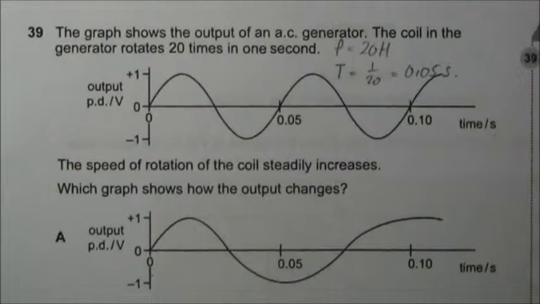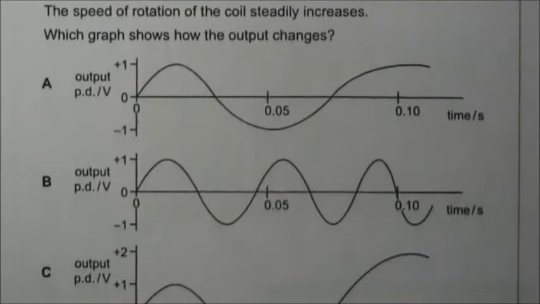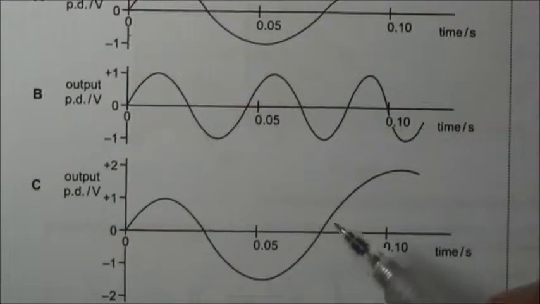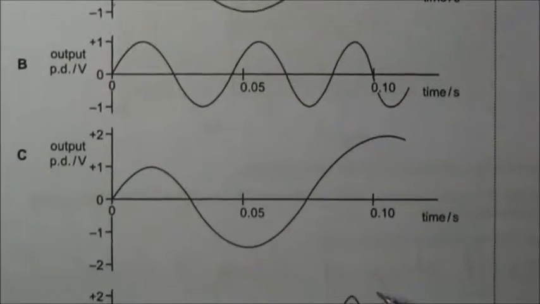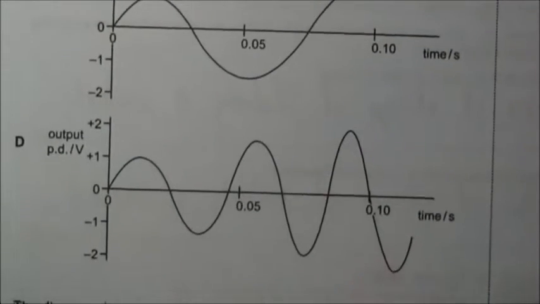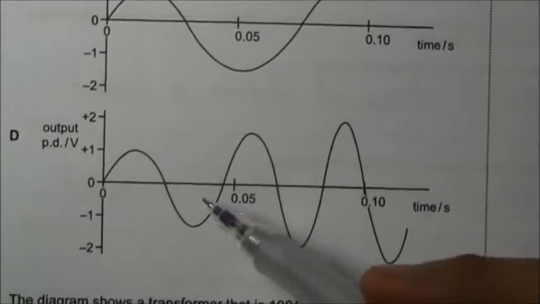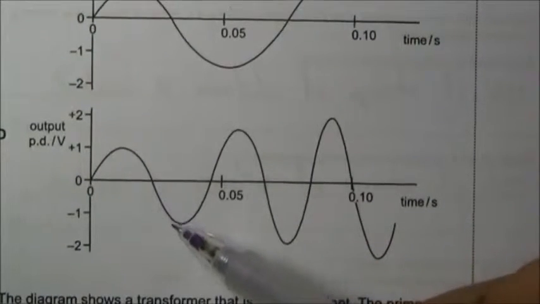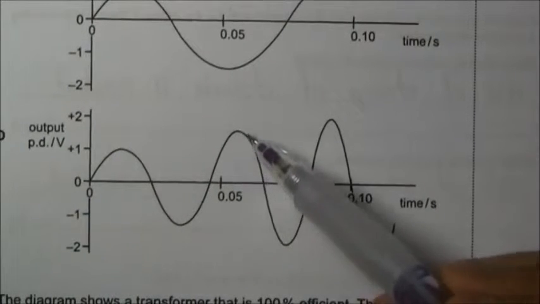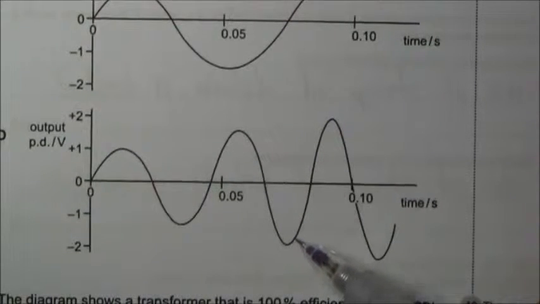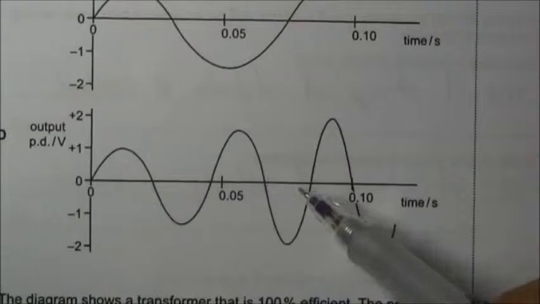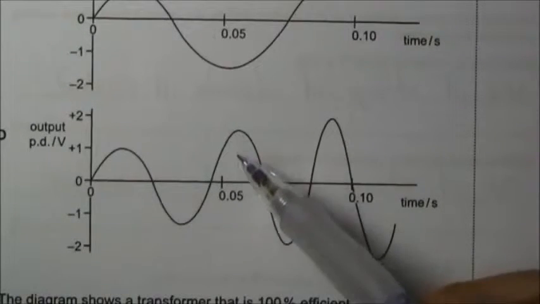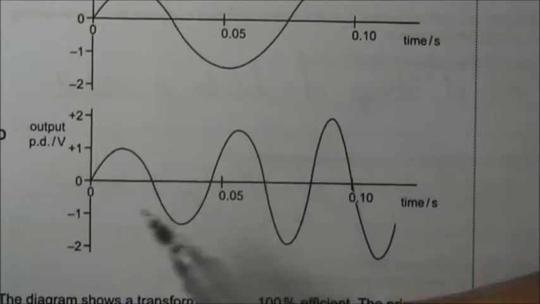Okay, so now we look at the options. The answer should be option D. Because we can see that the period for each wave cycle decreases. That means the frequency is increasing, and the amplitude of the wave actually increases gradually. So the answer is D.